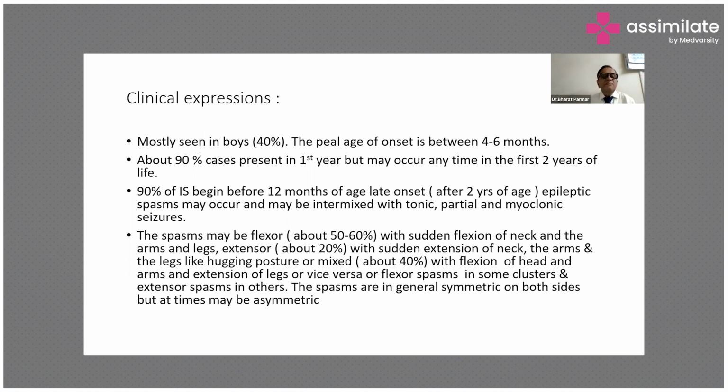seizures. The spasm may be flexor, 50 to 60%, with sudden flexion of the neck, arm, and leg. Extensor spasm, about 20%, with sudden extension of the neck, arm, and leg, like a hugging posture, or mixed, about 40%, with flexion of head and arm and extension of leg, or vice versa, or flexor spasms in some clusters and extensor spasms in others. The spasms are in general symmetrical on both sides, but at times may be asymmetrical.